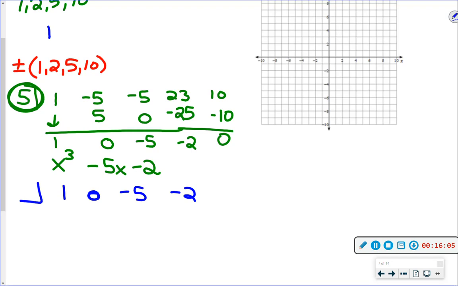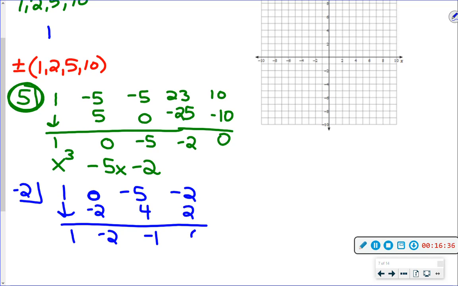And who wants to pick a number off the list? I'm going to go with Riley's. He said -2. Let's give it a whirl. -2 times 1, add. -2 times -2, add. Riley, I think we got a good pick here. -2 times -1. So -2 is my second answer.